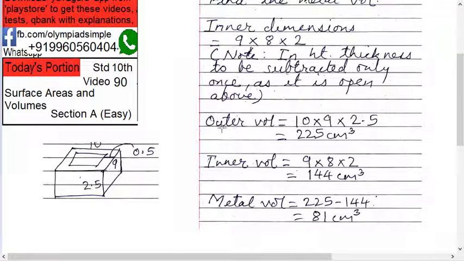In height, the thickness is to be subtracted only once, as it is open. So outer volume is 10 by 9 by 2.5, find it, 225. Inner volume 9 by 8 by 2, 144. So the metal required is what? 225 minus 144, that is 81 centimeter cube. That is the required answer.